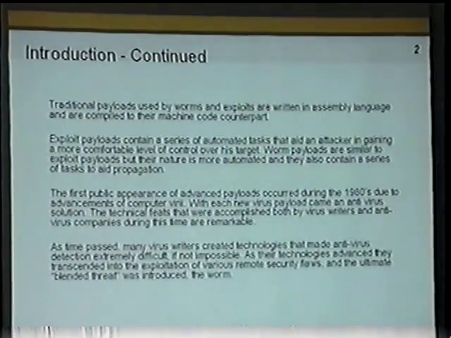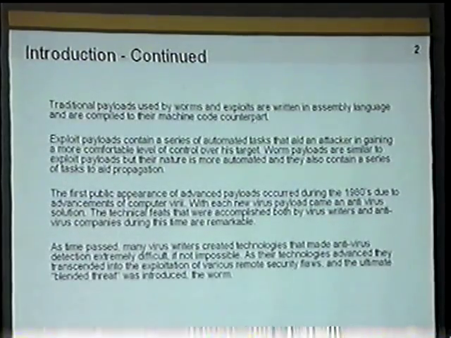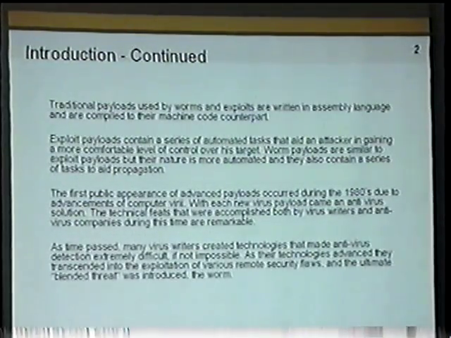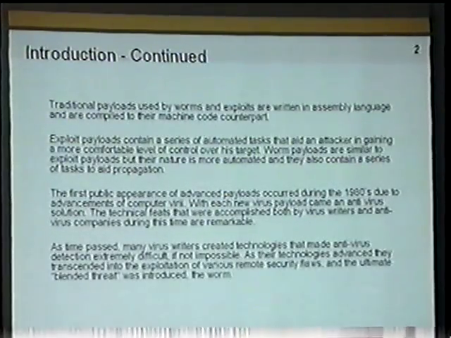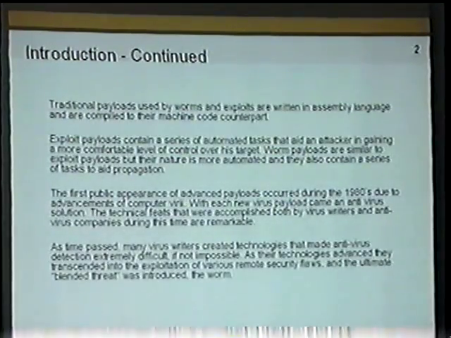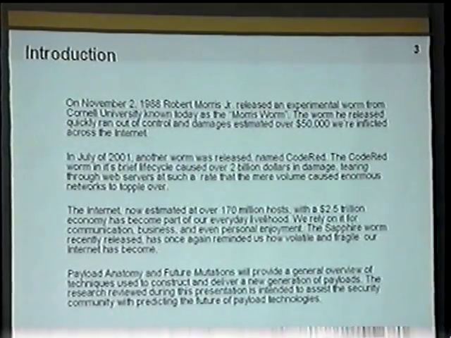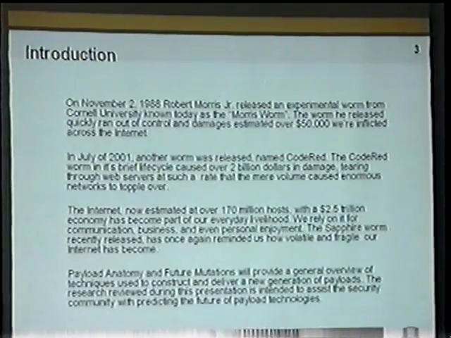Going back, as time passed, many virus writers created technologies that made antivirus detection extremely difficult, EPO. As their technologies advanced, they transcended the exploitation of various remote security holes, and the ultimate blended threat was introduced. As in 1988, on November 2nd, Robert Morris Jr. released an experimental worm from Cornell University. You guys are familiar with this, obviously, the Morris worm.